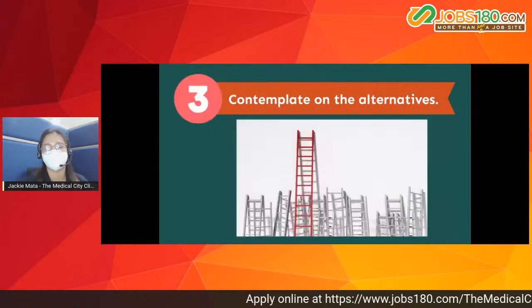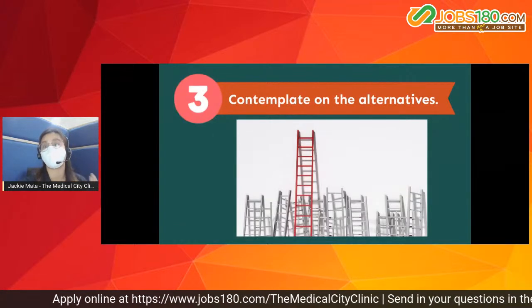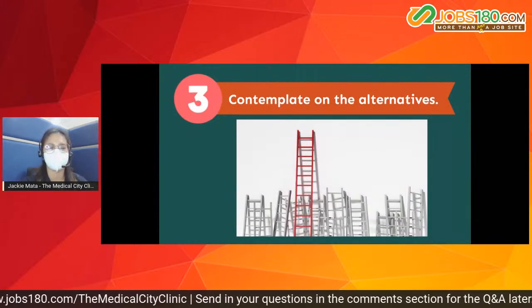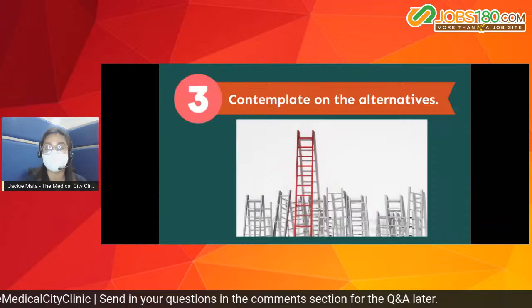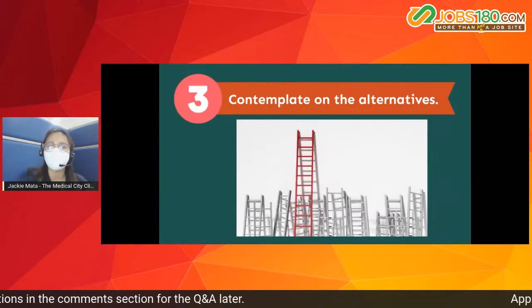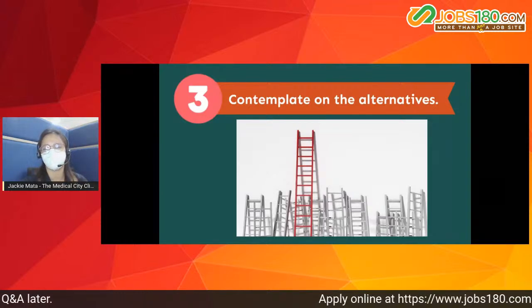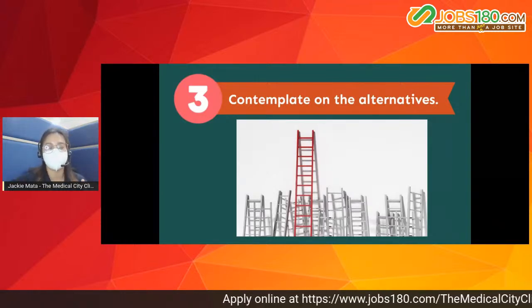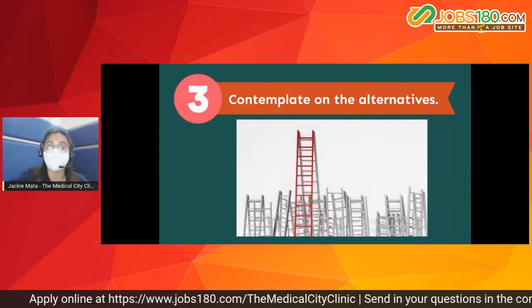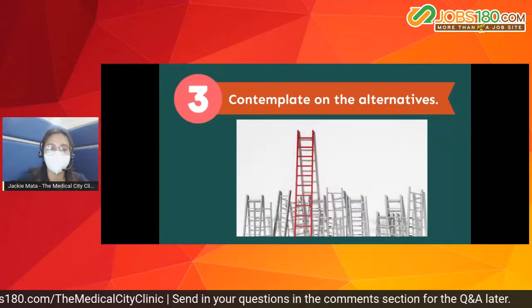So that's step two. Next, we have step three, and that is contemplate on the alternatives. For this third step, this is once a number of ideas have been generated, you need to assess each of them to see how effective they might be in addressing the problem or the target decision. So when you're satisfied that you have a good selection of realistic alternatives already, it's time for you to evaluate the feasibility, the risks, and the implications of each one of them.